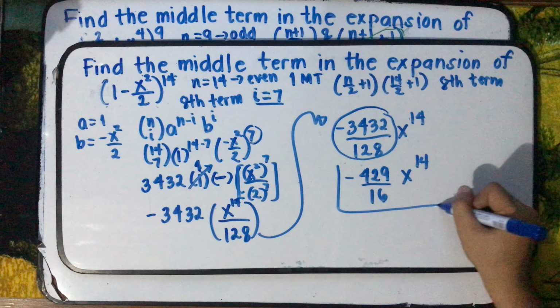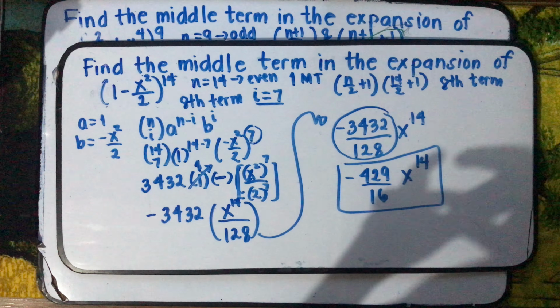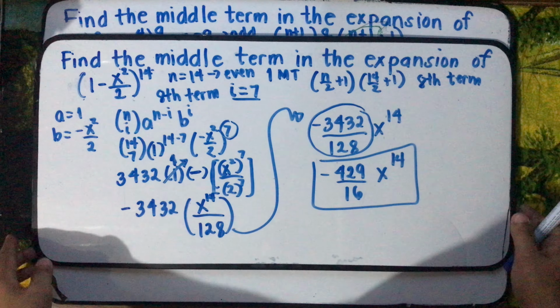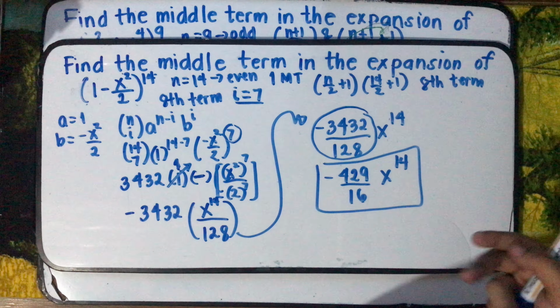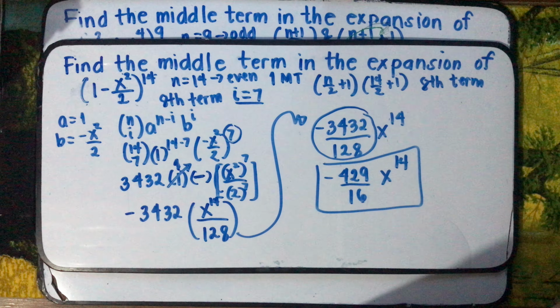And this will now be the middle term in the expansion of (1 minus x squared over 2) raised to 14. So that is how we solve for the middle terms of different binomial expansions, whether n is an odd number or an even number.